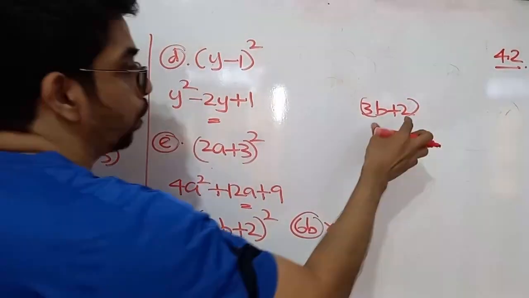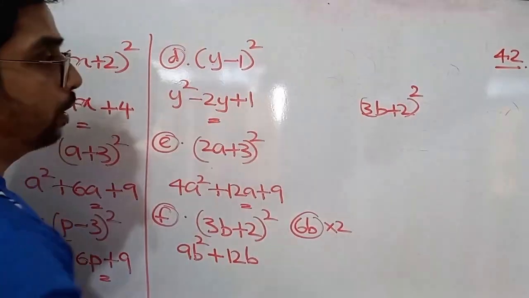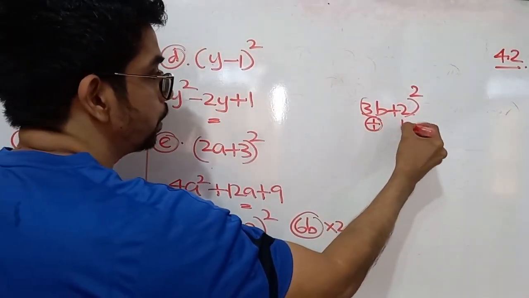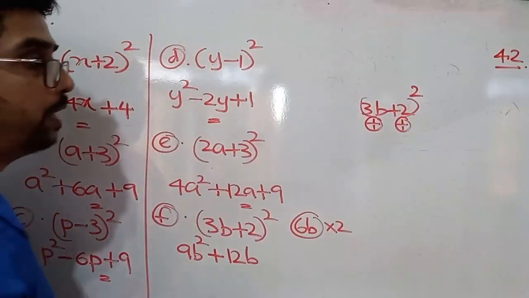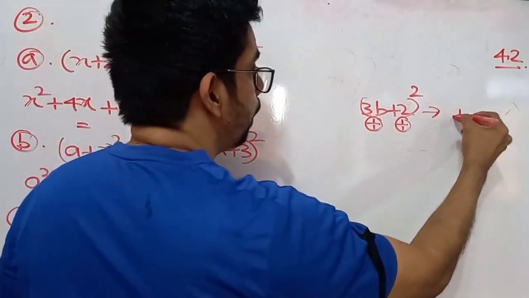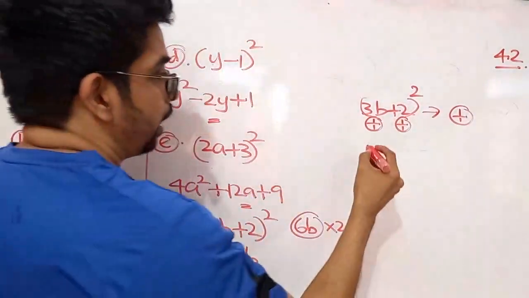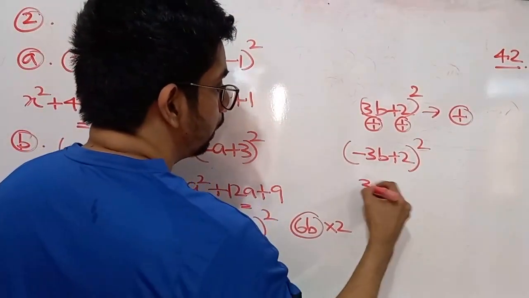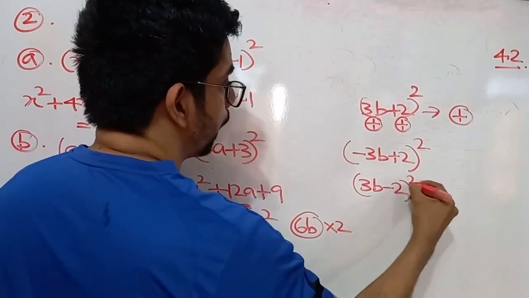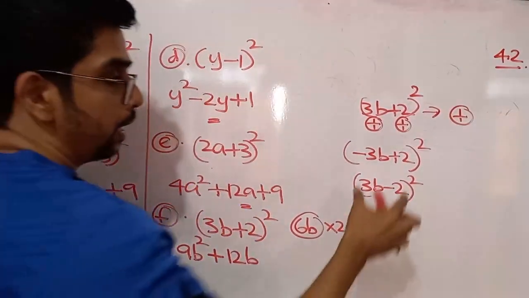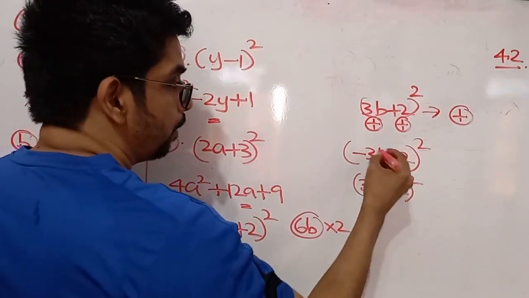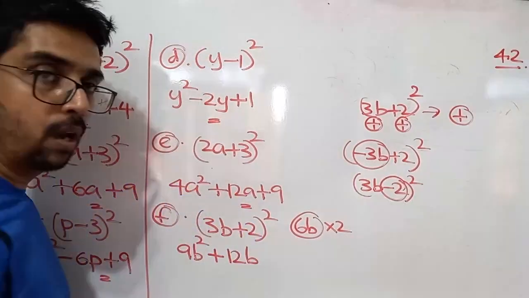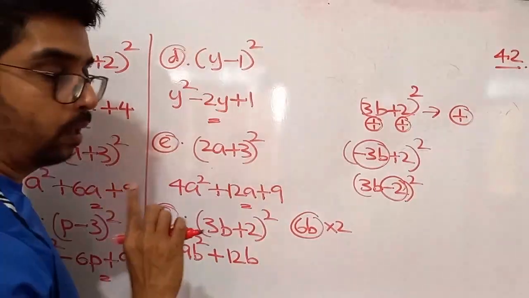Right? So square, right? So if we take each of these terms, this one is positive, this one is also positive. So when we expand this, all terms will be what? Positive. If we take negative 3b plus 2 square and 3b negative 2 square, you can see we have one term in both of these instances. One term is what? Negative, right?